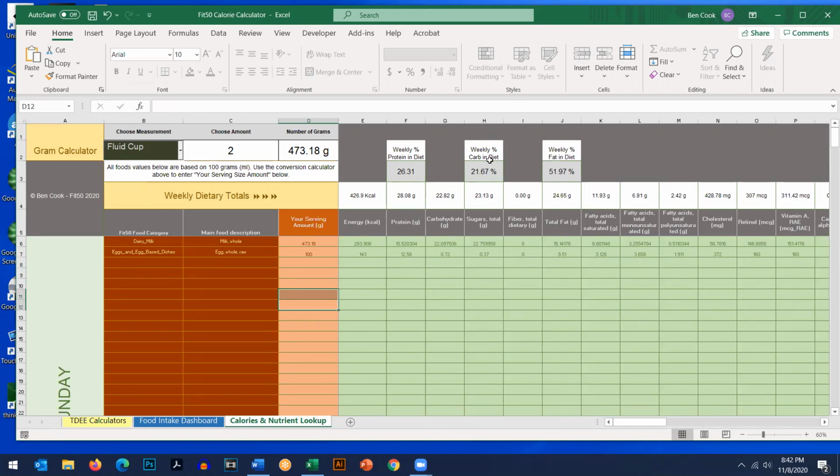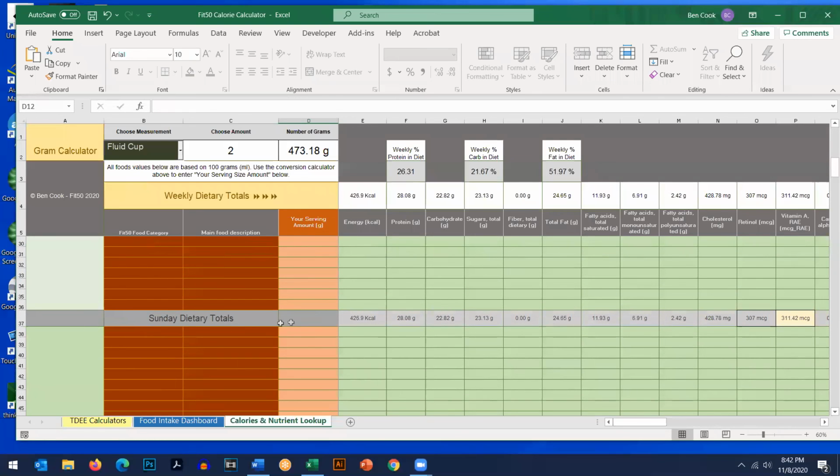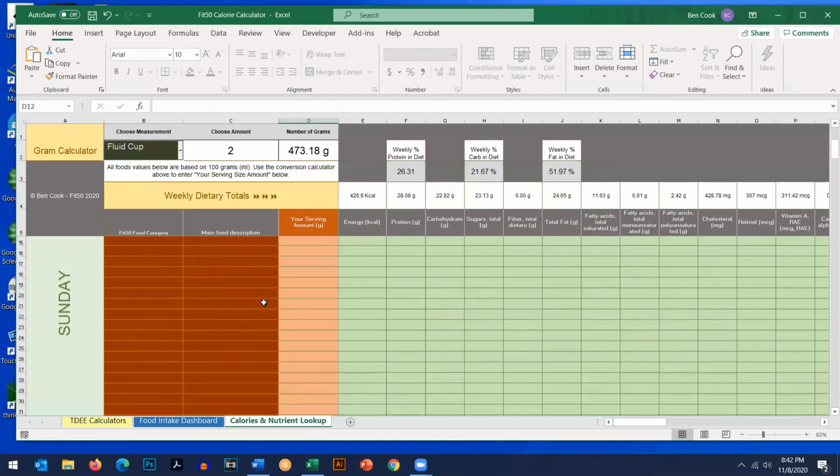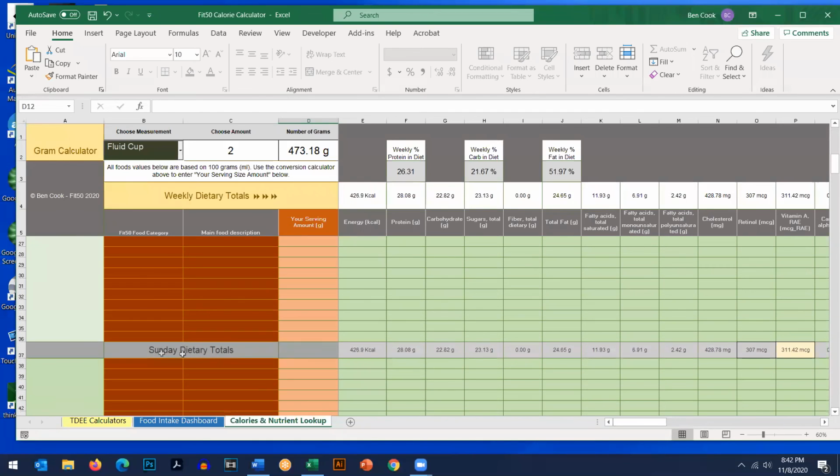That's 26% of my weekly carbohydrate intake, 21%. So I'm not hitting my numbers yet, 35, 30, 35. I'm a little over in fat because I've been taking in whole milk and I've been taking in egg fat. And then down here at the bottom, this is my Sunday dietary total. So after I've gone through the entire day and I filled this out with all my different meals and my food intake, then there's my Sunday dietary totals.